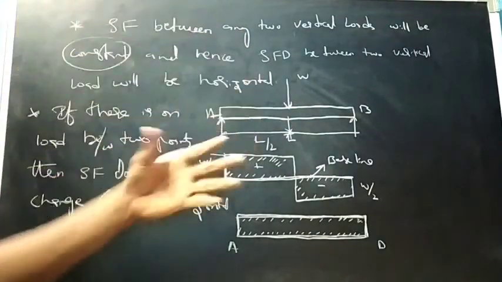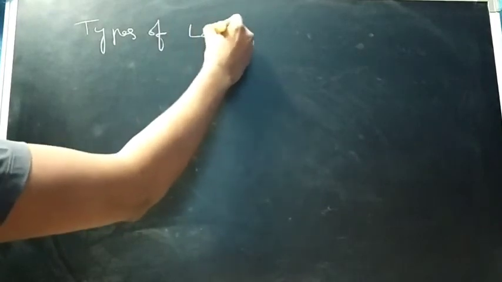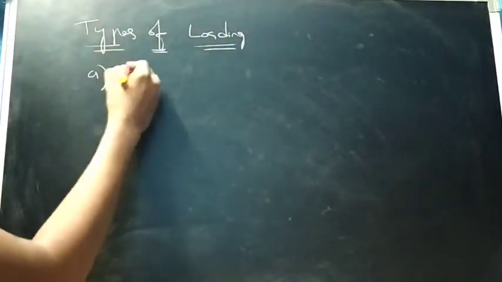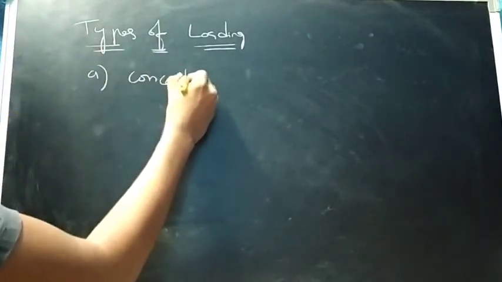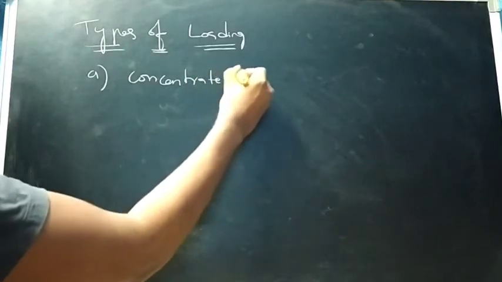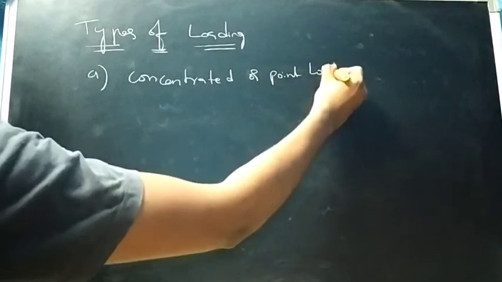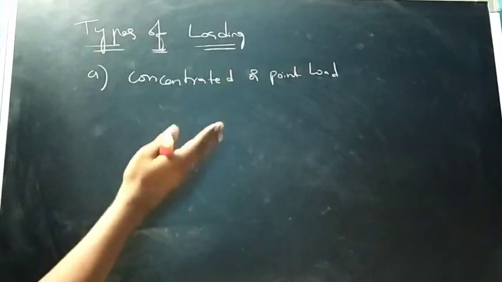So we'll see the types of loads. And what are the types of loads? There are basically 3 types of loads. Let's say A, that is concentrated load or point load, right? So let us try to understand this concentrated or point load.